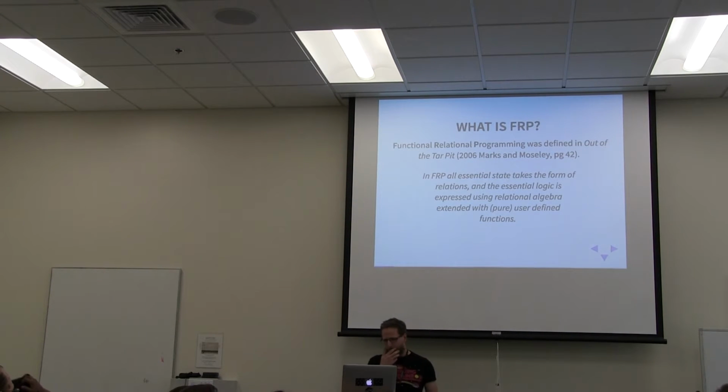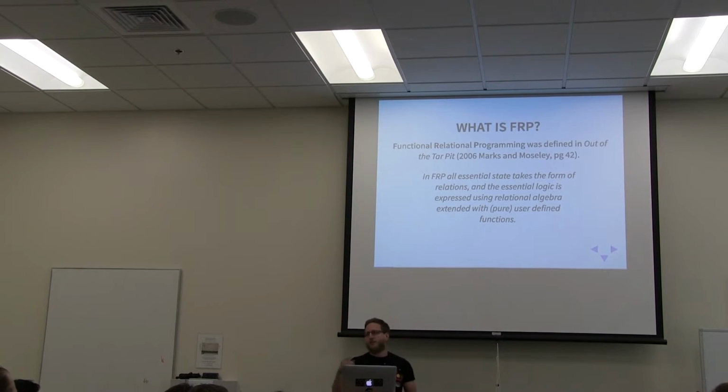Marks and Moseley, the authors, proposed this thing called functional relational programming. A lot of people read this paper and never get to the FRP part, just because it's way back there. In a 60-page paper, it's two-thirds of the way through. So only the most determined really get to read about it.